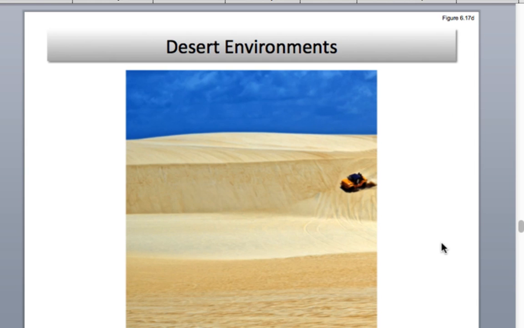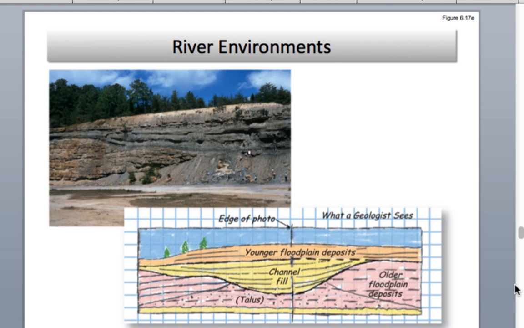Desert environments, right? We'd expect to find playa lakes, large sand dune deposits with large cross bedding. Mud cracks would be common in this area as well. So again, those evaporite minerals. River environments, remember those are the fluvial environments.